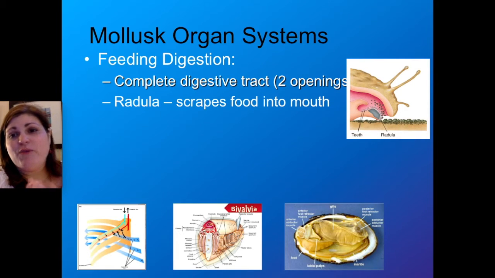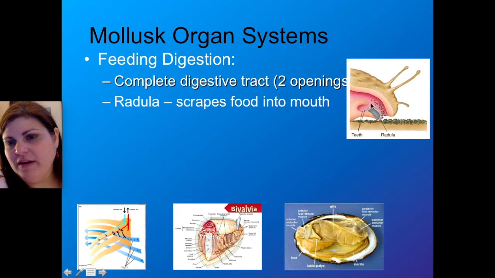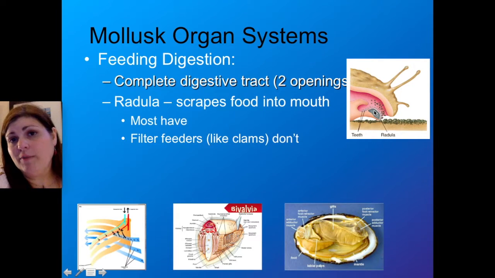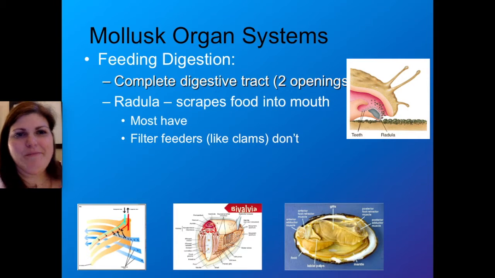They also have a radula. A radula scrapes food into their mouth. It almost reminds me a little bit of a tongue, though it has a different structure. In this picture, the radula would be this structure right here. It should be noted that not all mollusks have a radula. Clams that are filter feeders don't need a tongue to scrape anything. They pull the water in.